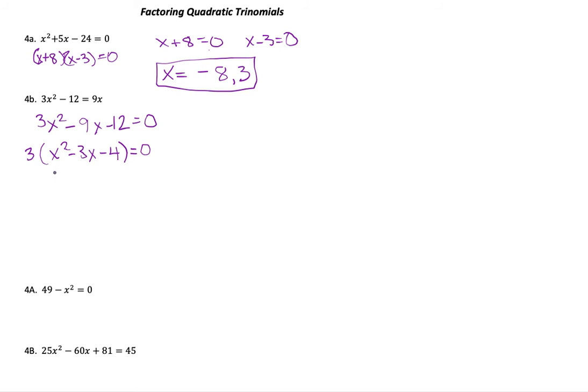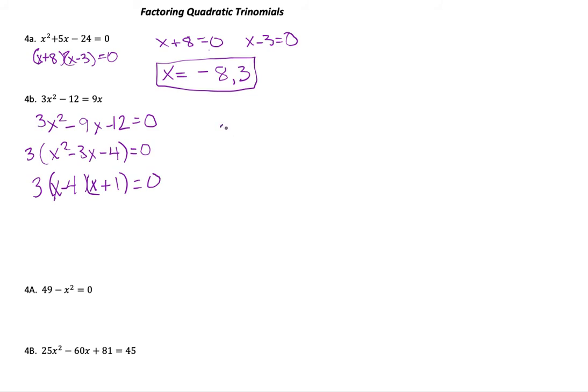Then I'm going to factor this trinomial in here. So I still have my 3 technically. I need two numbers that multiply to -4, but add to -3. So I'm going to go with -4 and a +1. Okay? So technically I have 3 factors that I can set equal to 0.